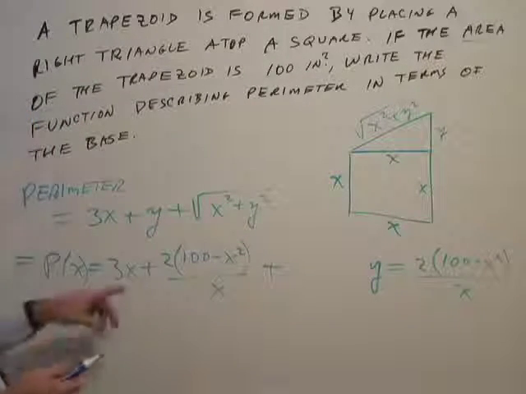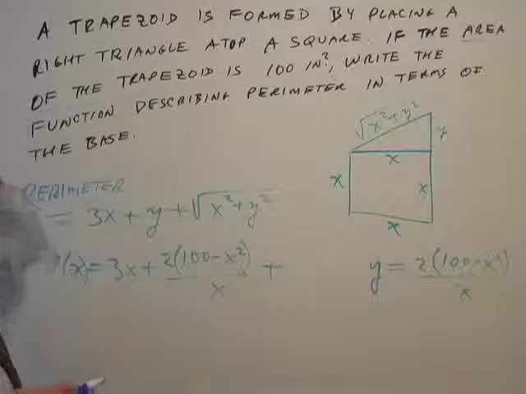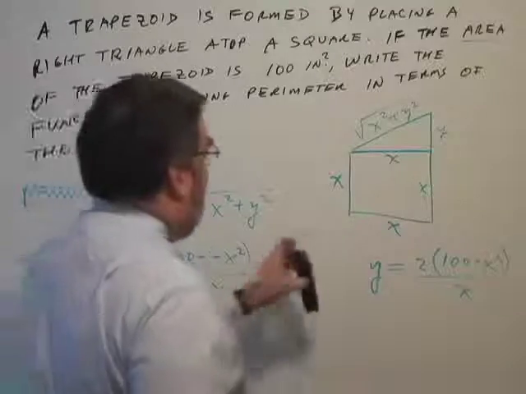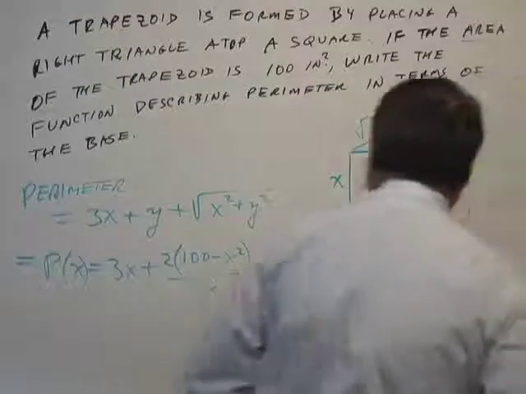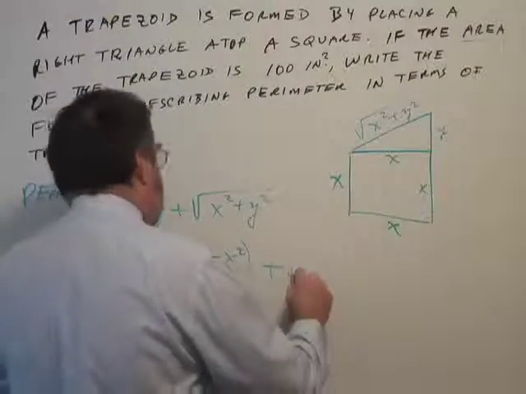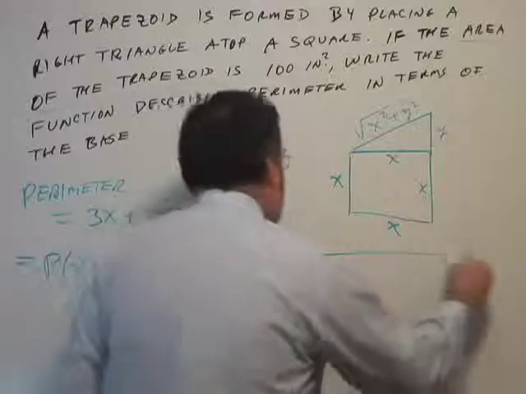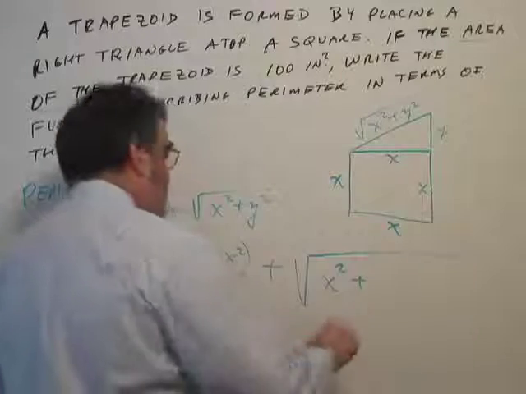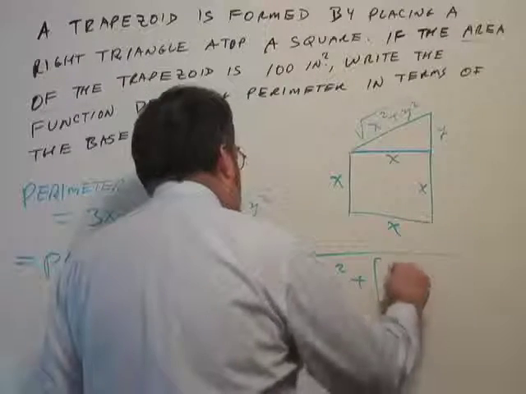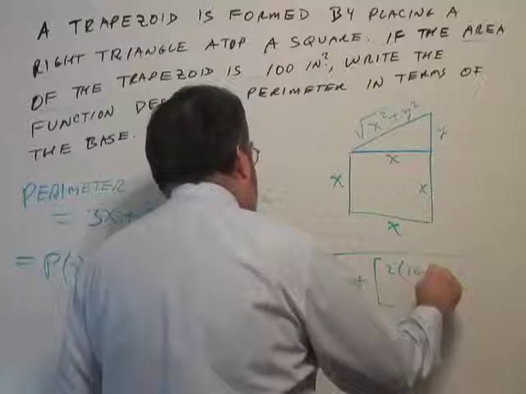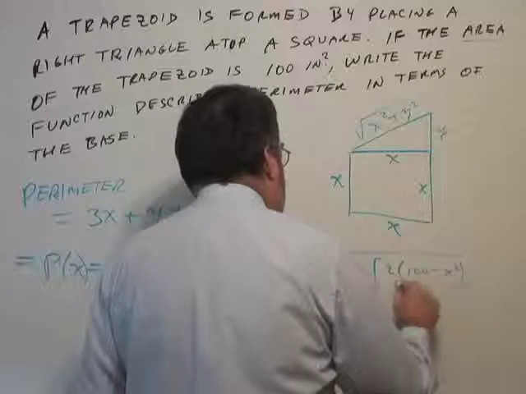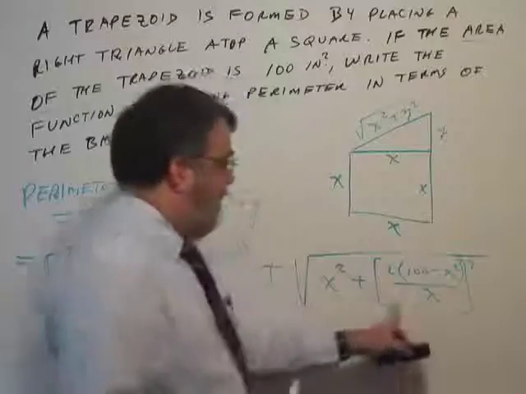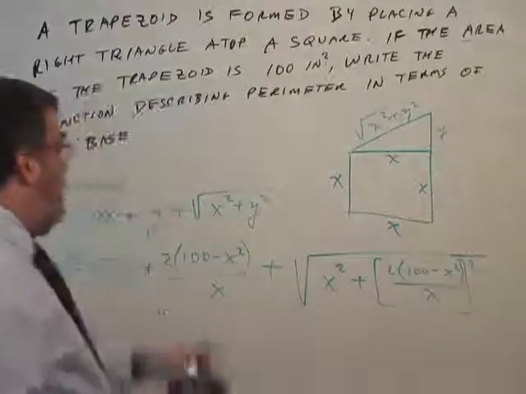plus, and I need to erase in order to make room for this square root. So let me erase my expression for y there. Plus the square root of x squared plus, alright, here we go. It's going to be bracket 2 parentheses 100 minus x squared all over x, close bracket, squared. So this is y squared from here.